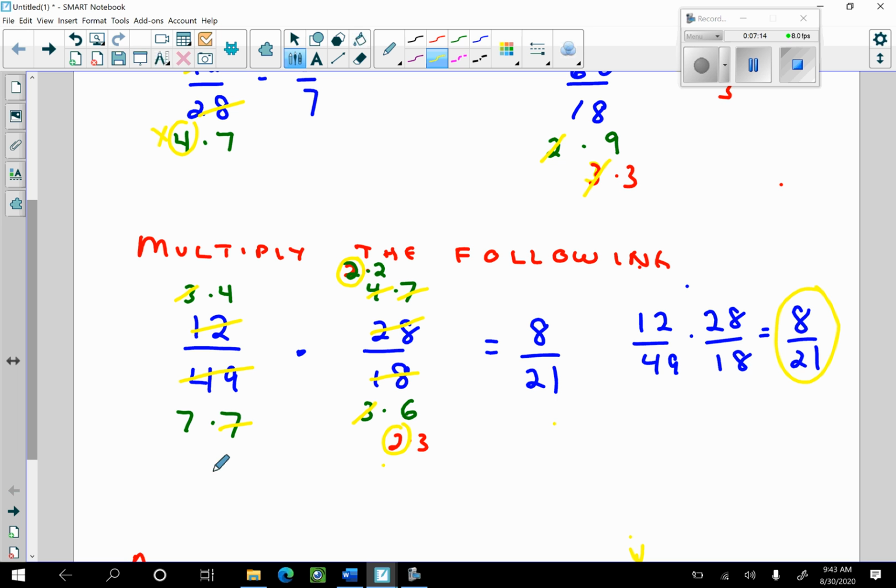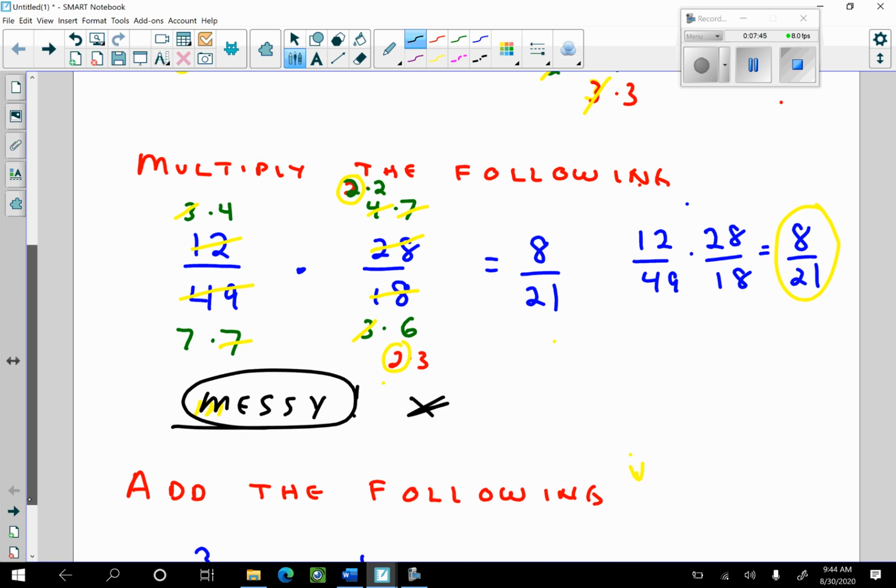This is messy, and this is one of the reasons why Algebra 1 and pre-algebra teachers avoid it. Messy. This is absolutely messy right here. But still it's the appropriate process to do this. And this is why you maybe didn't learn about factoring and canceling, because it is messy. But it's important for rational expressions.